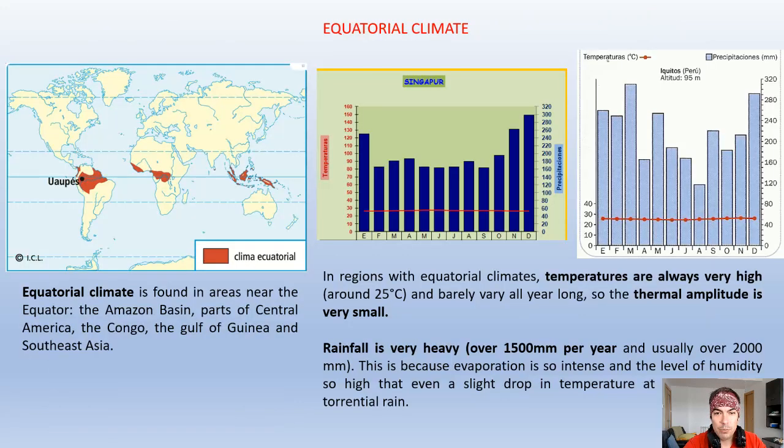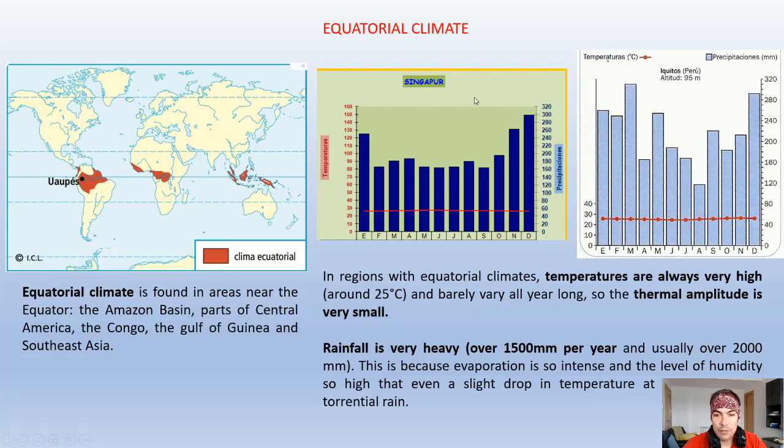So let's start with the first one, which is the equatorial climate. This one is found in areas near the equator, as its name says. So we can find it here in the Amazon basin, in some parts of Central America, and in the Congo, which is this area of Central Africa, the coast of the Gulf of Guinea, and also in Southeast Asia, mostly in this island, this archipelago, which is the Indonesian one.